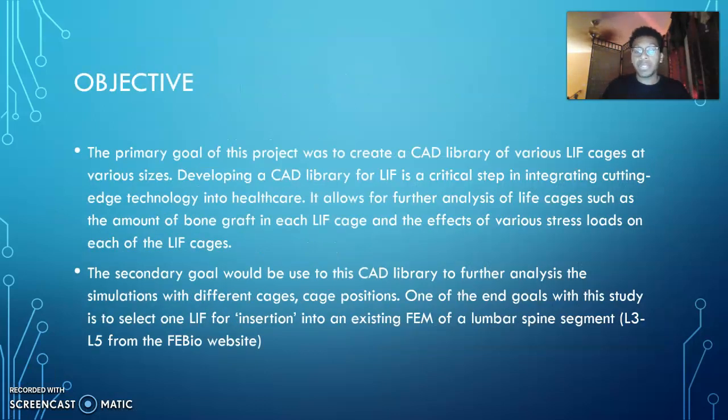The problem I sought to address was creating a CAD library of various LIF cages at various sizes. Developing a CAD library is a crucial step in integrating 3D modeling into healthcare, as it would allow for further analysis of these LIF cages. The secondary goal was to create further analysis of the LIF cages I was able to create, and create fibrous tissues using a real L3 to L5 lumbar spine segment from FEBio.